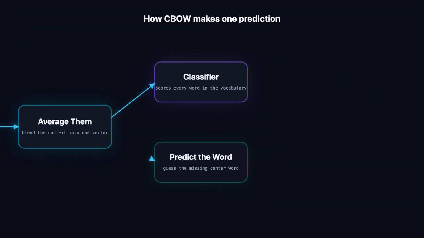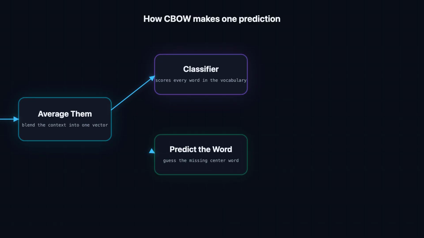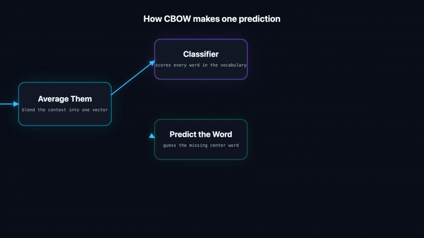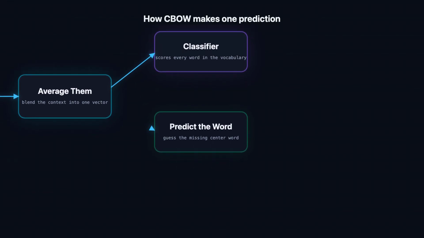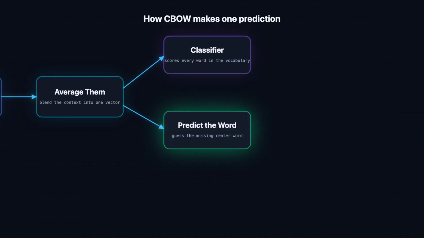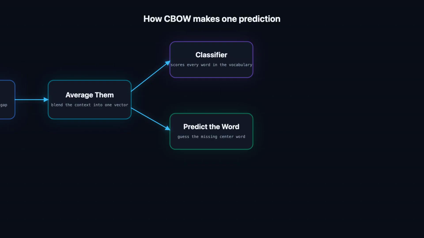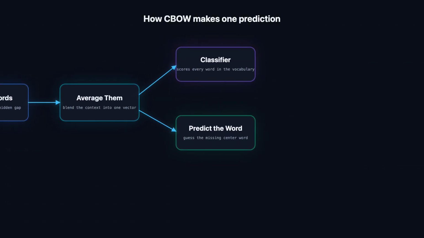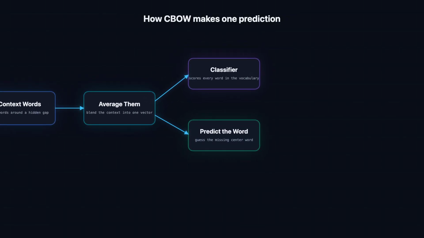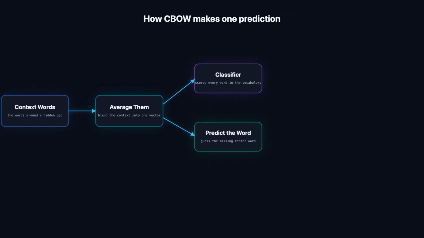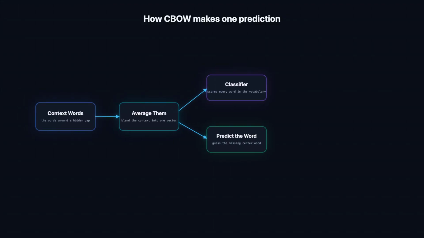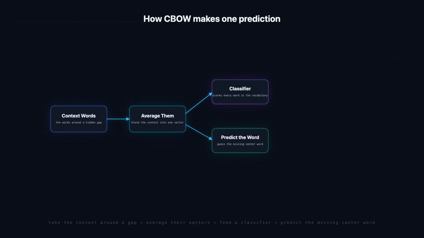That single average vector gets fed into a classifier, essentially a layer that scores every word in the vocabulary. The network is being asked one direct question. Given this blurred together context, which word most likely belongs in the blank we left open? Finally, the model predicts the missing center word and compares its guess against the real answer, fox, nudging its vectors a little whenever it gets it wrong. Repeat that across billions of blanks, and here's the payoff. Those vectors it kept tuning along the way become the word embeddings we were after all along.